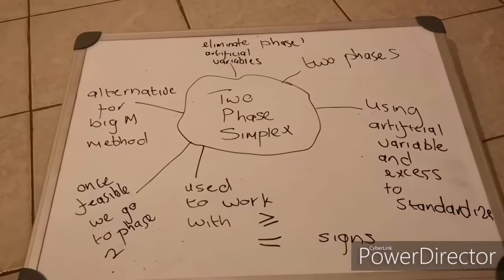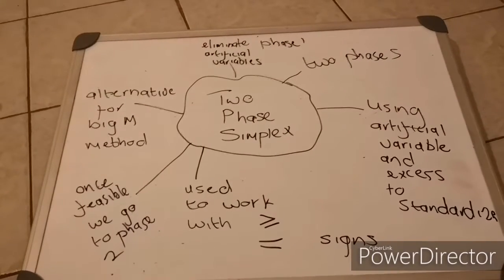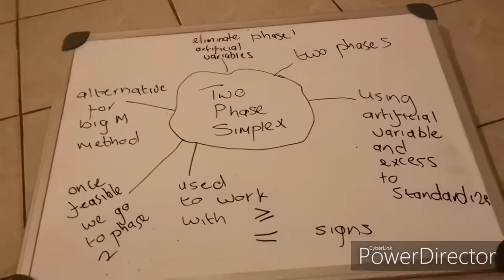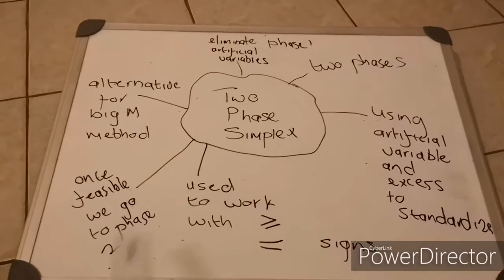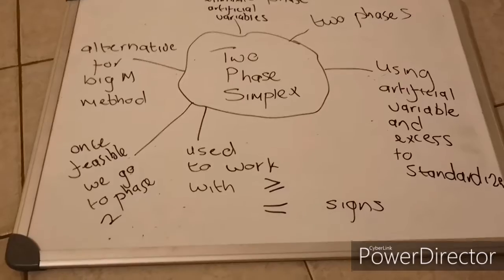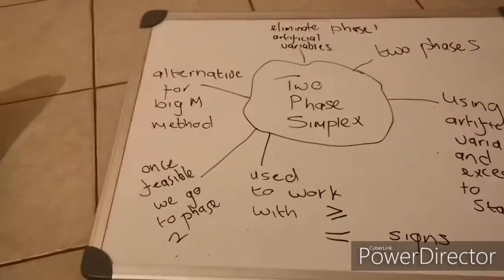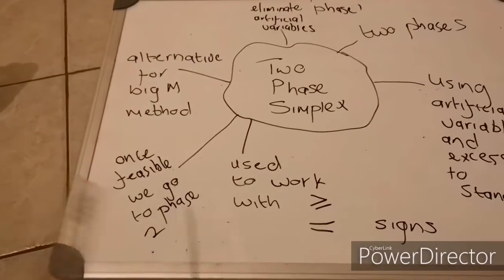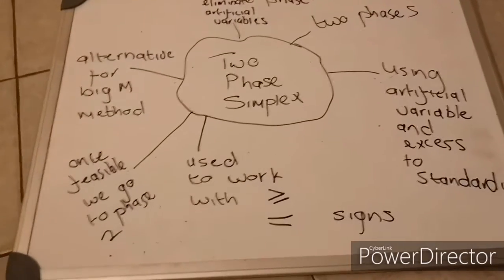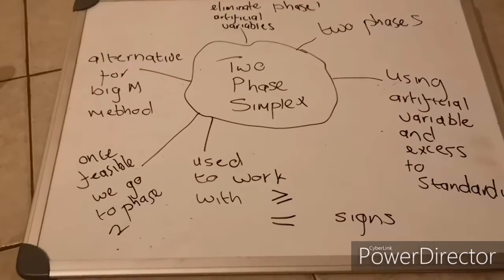It is used, by definition, to work with greater than or equals to signs in linear programming. The initial phase would be to eliminate the artificial variables that have been set up based on a greater than or equals to sign. And then once that's been eliminated, your first phase will become feasible.